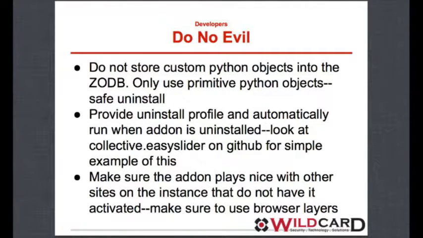And some other general tips. Try not to store custom Python objects in the ZODB. Use primitives if you can. Most things can be done with dictionaries and other primitives. You don't need to have a custom class that you store into the ZODB, because that just means you've got to deal with uninstalling, and if people don't uninstall it right, you're just going to be causing them pain. If anybody's ever used Plone for artist stuff, that's sort of what's going on there. People had a horrible time trying to uninstall that stuff.